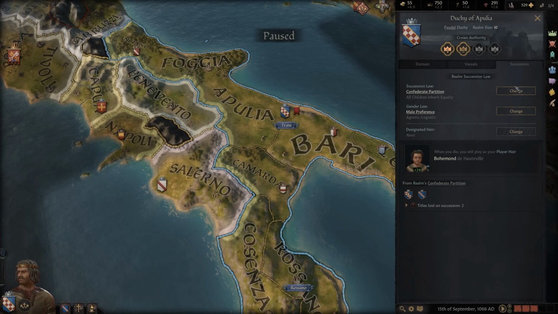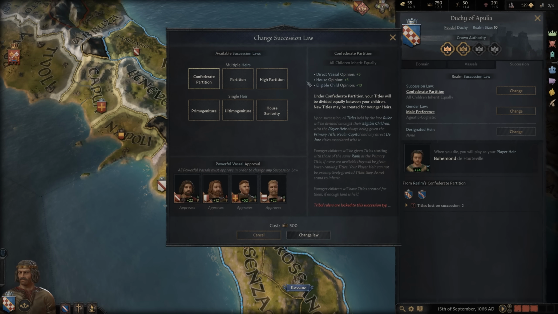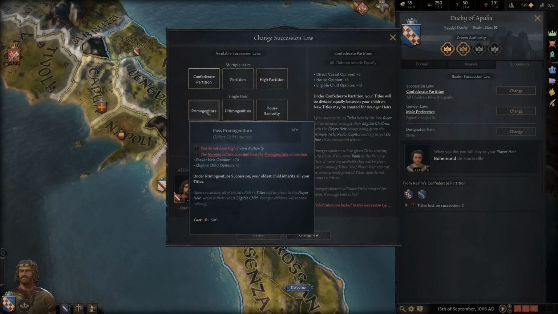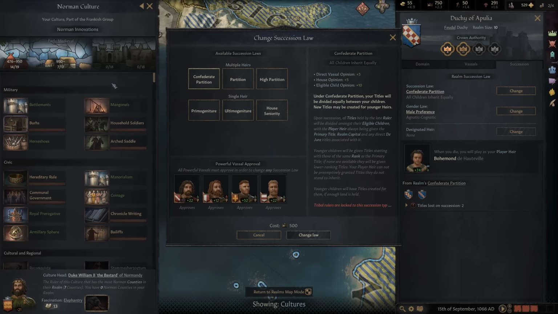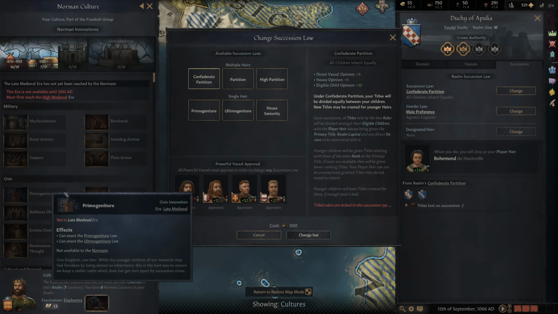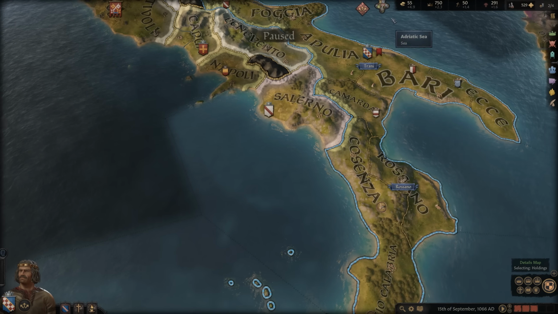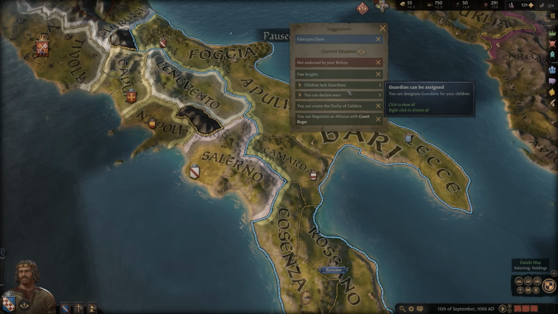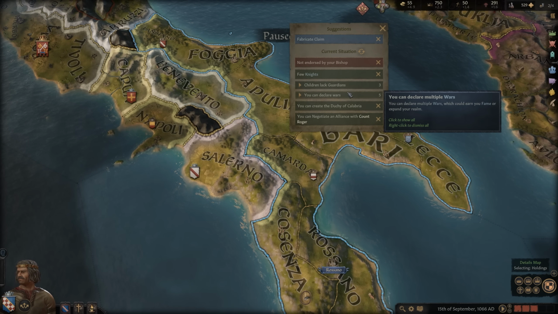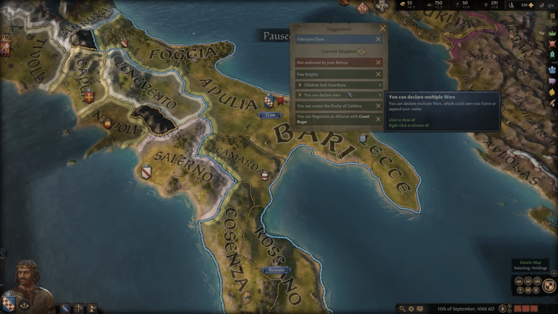Now, succession is going to be done in the way that I'm sure a lot of people are pretty used to by now. You're going to push through the multiple heirs scenario until you get to primogeniture, unlocked by an innovation, the primogeniture innovation. So you don't get any special casus belli either, unfortunately. So if I want to go to war with someone, I have to have some sort of de jure title or claim to their title.